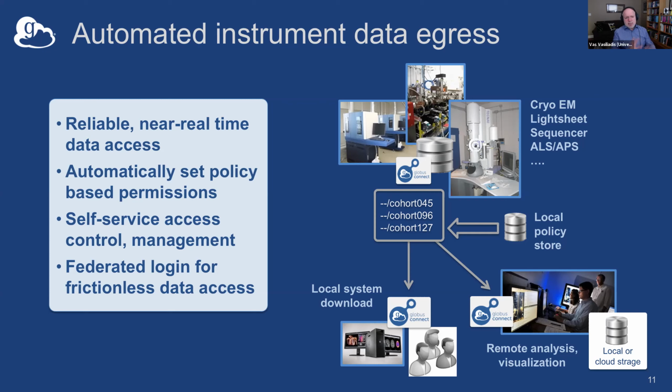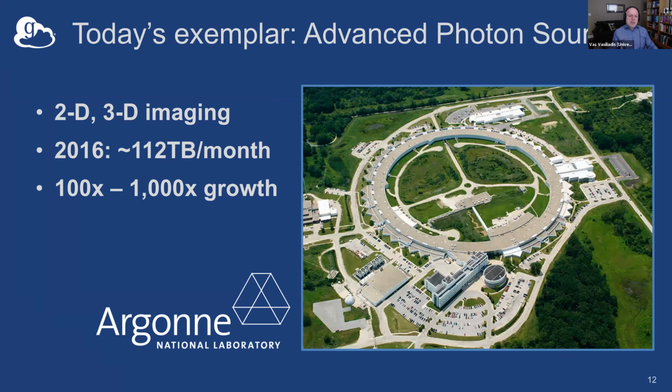So being able to do this in a robust way at scale is really becoming quite critical to a lot of these facilities. And one example that I'm going to talk about today is the Advanced Photon Source at Argonne National Lab, where they do lots of 2D and 3D imaging experiments on their various beamlines.